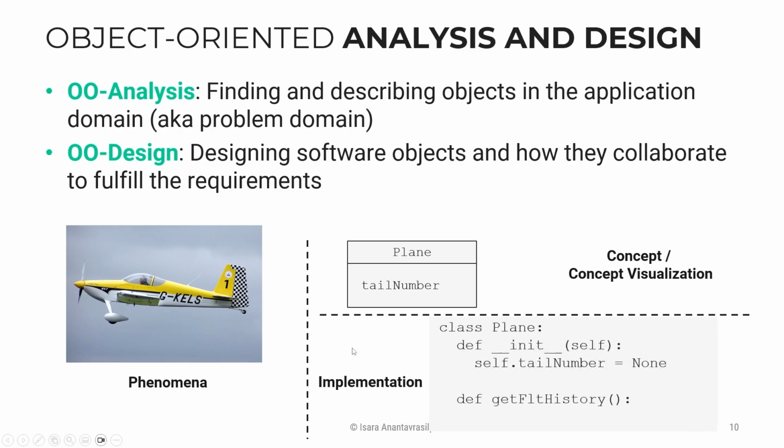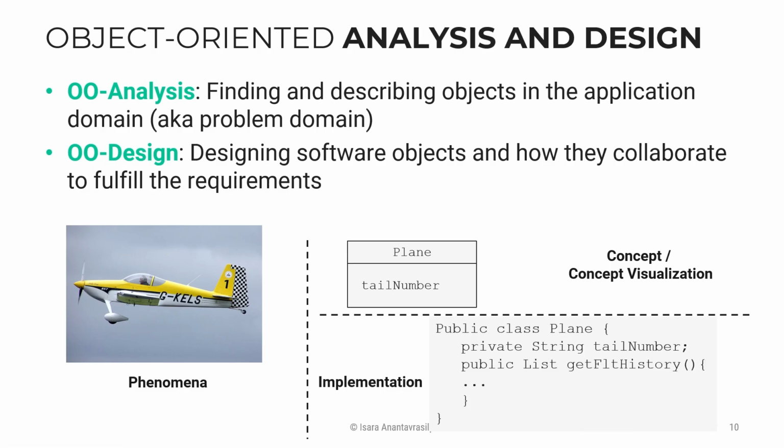What if we do that in Python? Same, we have the class name Plane, and the tail number is None right here because you haven't assigned one yet. And it could do the same things: get flight history, fly, and so on. So the choice of implementation is totally independent from the model that you have right here. You see, using the same class diagram, you can use either Python or Java.